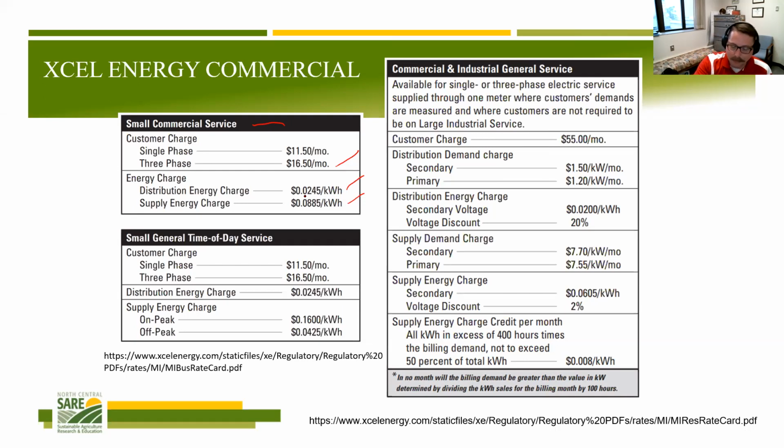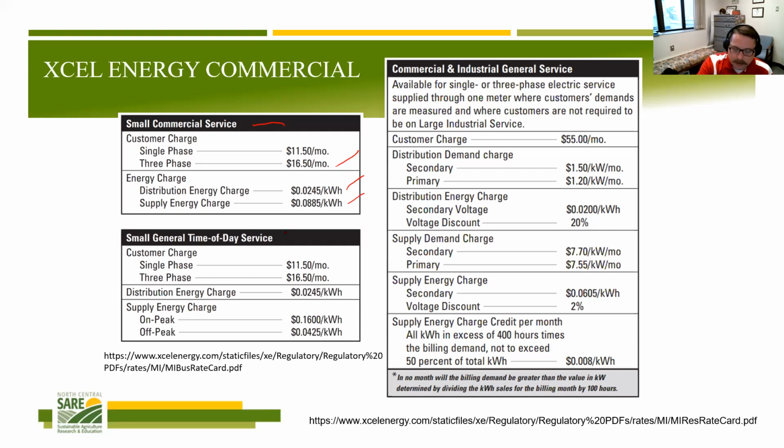Well, it could be that this 8.8 cents has some of the transmission in there as well. But we totaled that up, and that's about 11.5 cents a kilowatt hour for electricity, plus my $16 base fee. That's small businesses. It can be that simple.